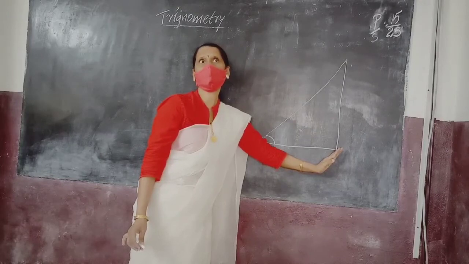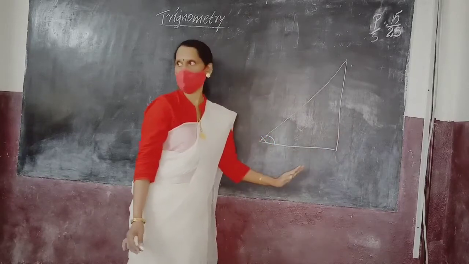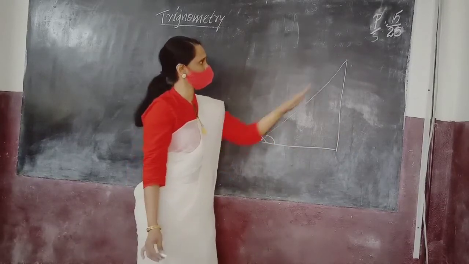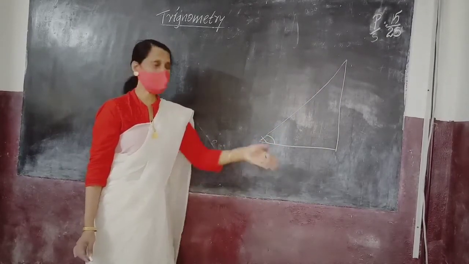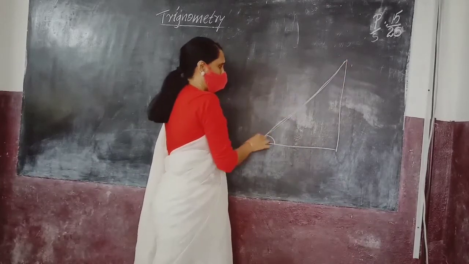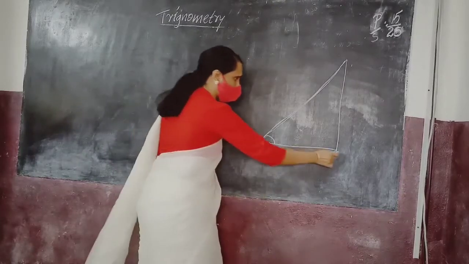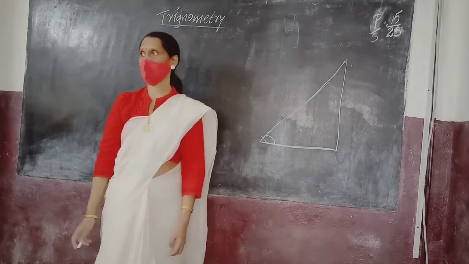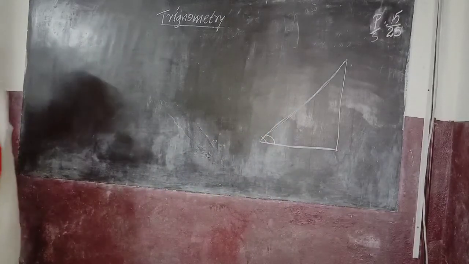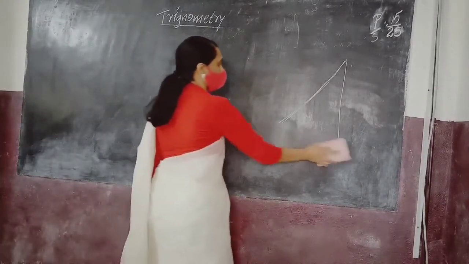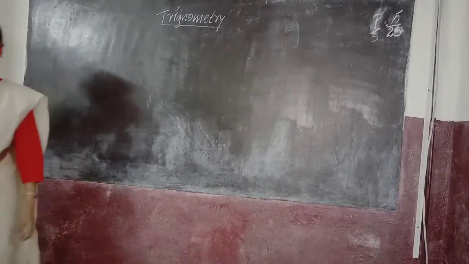Like that, when a ladder is placed on a wall, making a particular angle like this, we can find out the ladder's length. We can even find out this distance. So for finding all these, there is a special technique, that is trigonometrical ratios. That branch of mathematics is trigonometry.